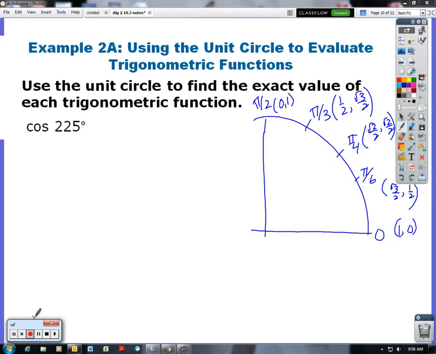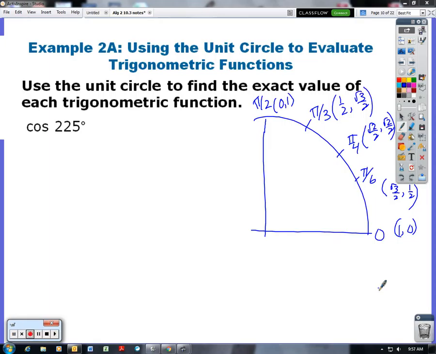And then also I took the time to show a portion of the unit circle here in the first quadrant. And if you know this portion, you can find all the others. So all we need really is this part here in the first quadrant. Even though cosine of 225 is not in the first quadrant, that's okay.